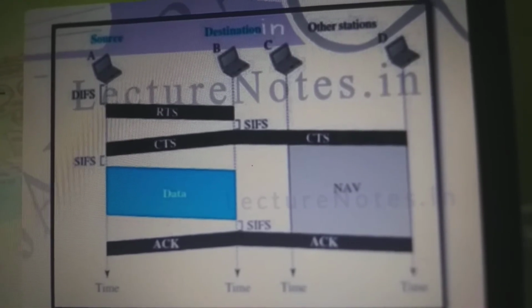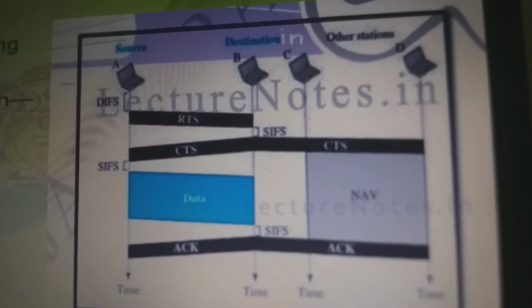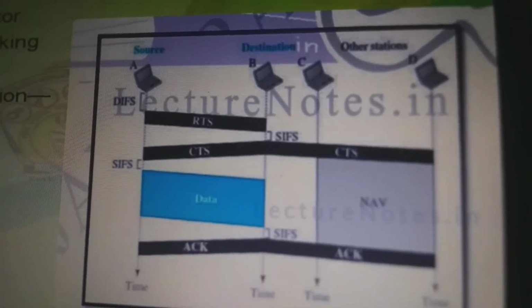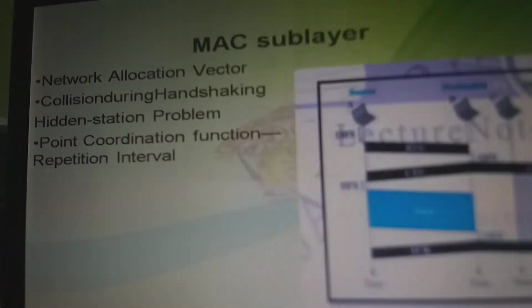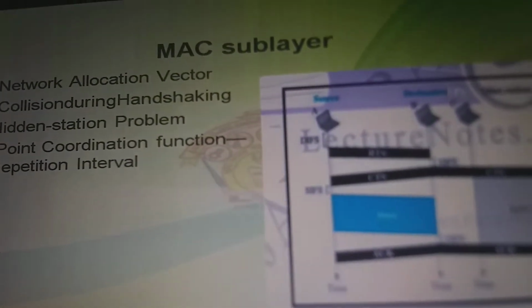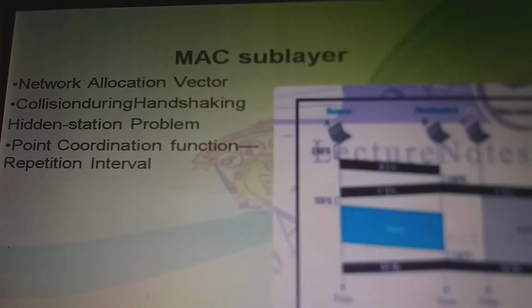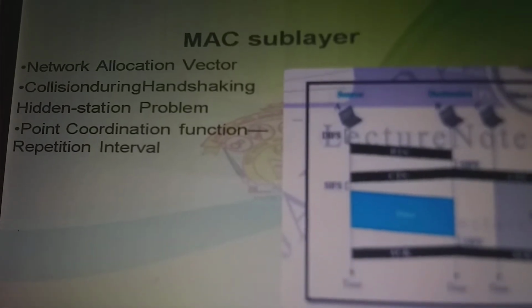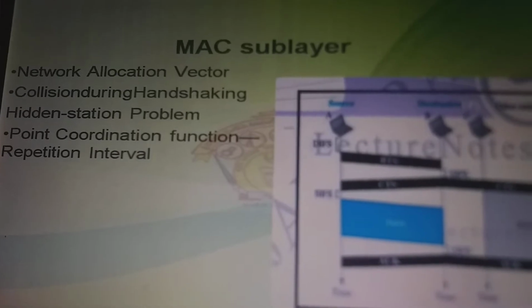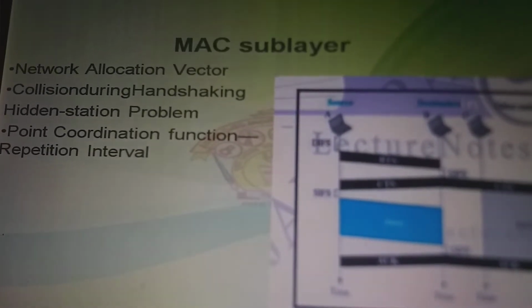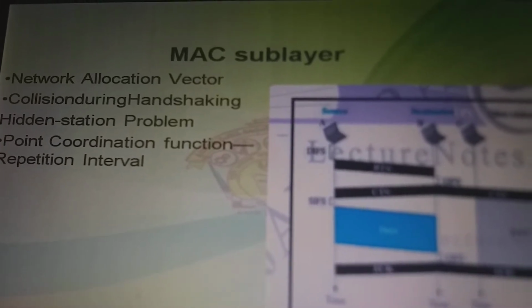Now we will see the point coordination function, PCF. It is an optional access method that can be implemented in an infrastructure network, implemented on top of the DCF, and is used mostly for time sensitive transmission. PCF has a centralized contention free polling access method. The AP, access point, performs polling for stations that are capable of being polled. Stations are polled one after another, sending any data they have to the AP.